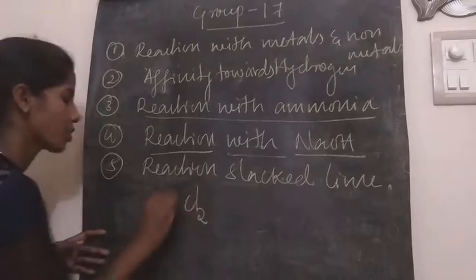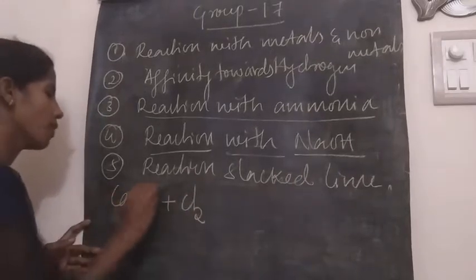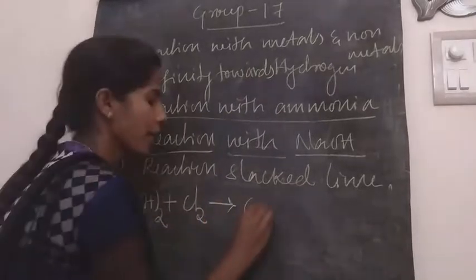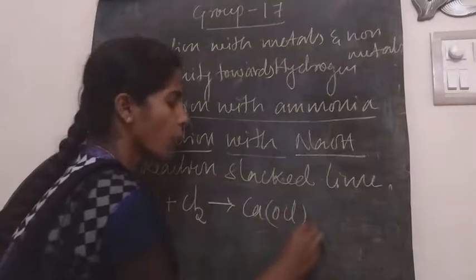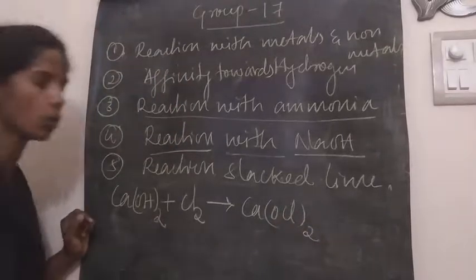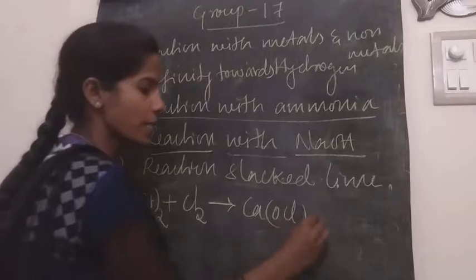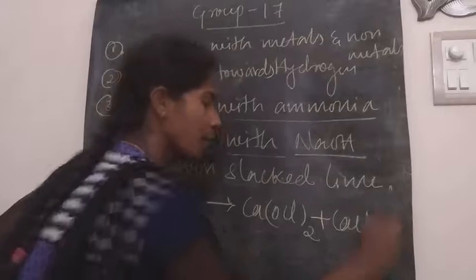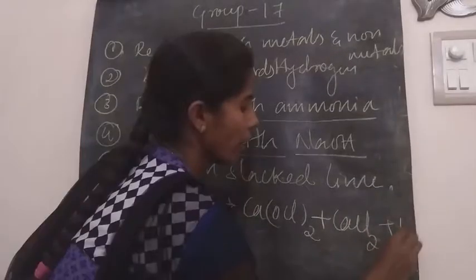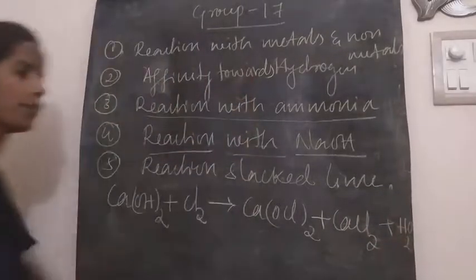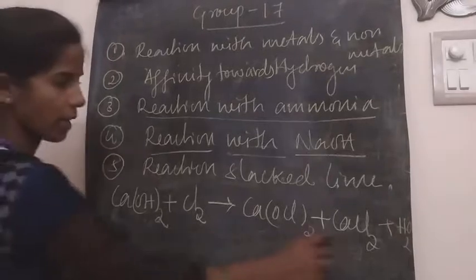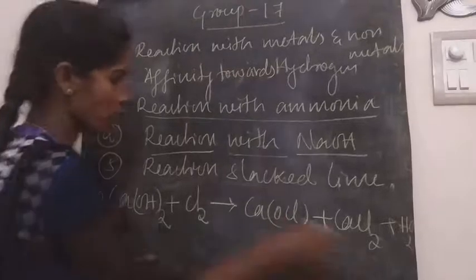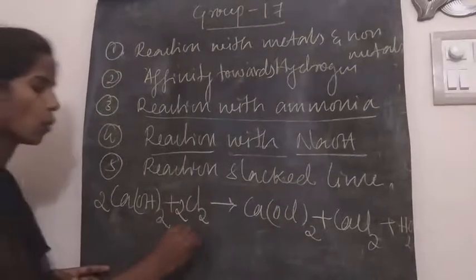Cl2 reacts with slaked lime. Calcium hydroxide is called slaked lime. Chlorine reacts with slaked lime, forming calcium hypochlorite, Ca(OCl)2, plus calcium chloride plus the hydrogen removed in the form of H2O. The hydrogen is removed in the form of H2O to balance the reaction. How many calciums are there? 2. Therefore 2 calcium hydroxide, chlorine Cl2, 2. Therefore 2Cl2.